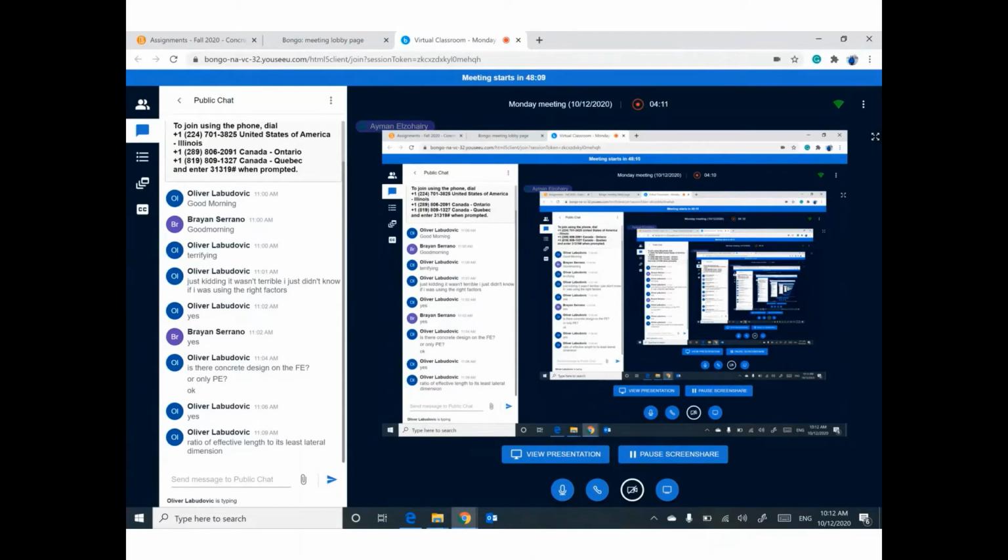Perfect. It's a good answer, Oliver. Thank you. But I need a difference between this one and this one in simple words, not in mathematical expressions. You are talking about mathematics. You are talking about numbers. But I need to answer this question. What is the meaning of short and long columns?